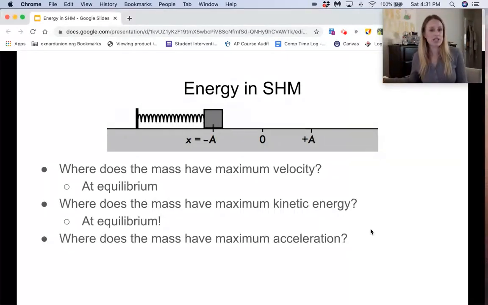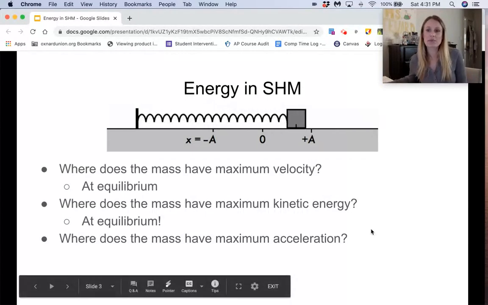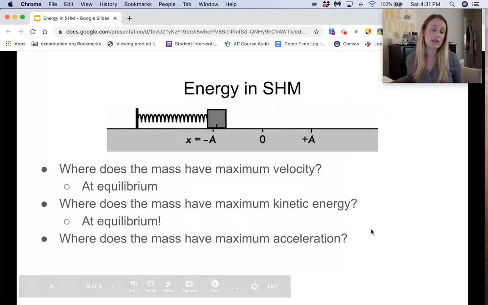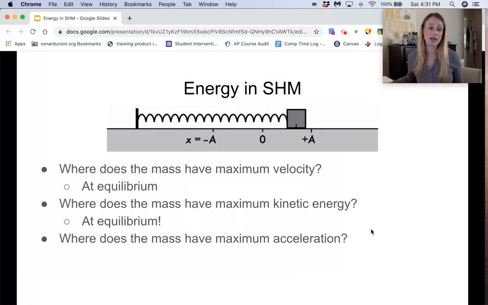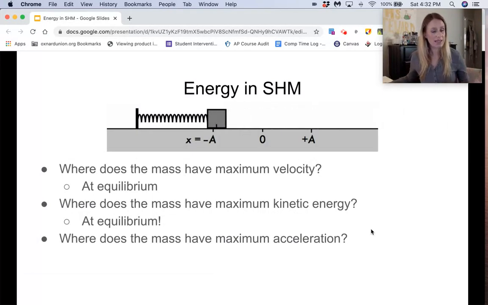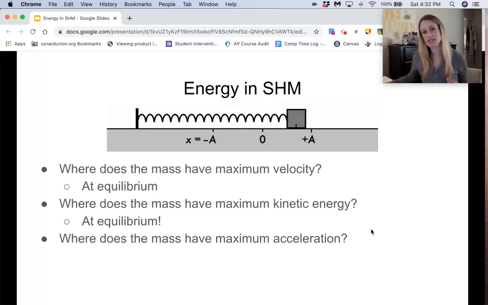Now, another question here, where does the mass have a maximum acceleration? Now, we know that acceleration is proportional to force from Newton's second law, right? Force is equal to mass times acceleration. So where we have the maximum force, we will have the maximum acceleration.